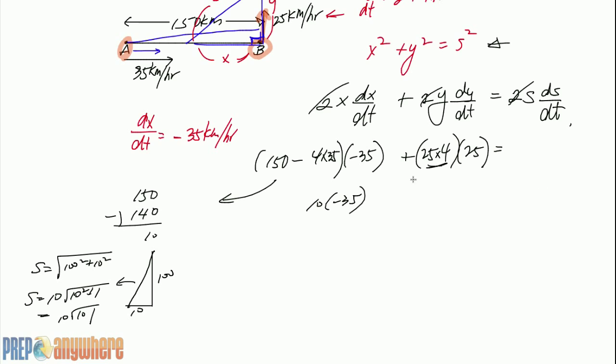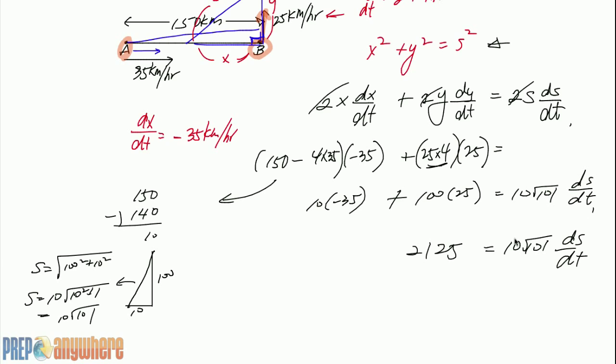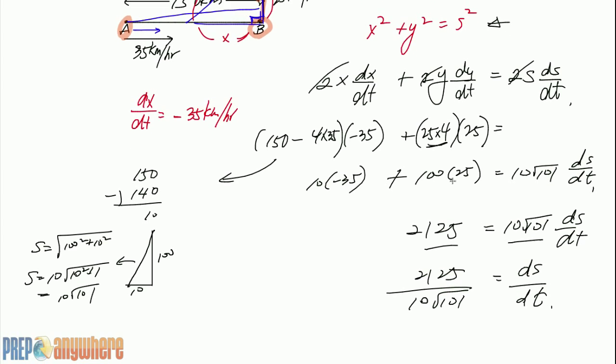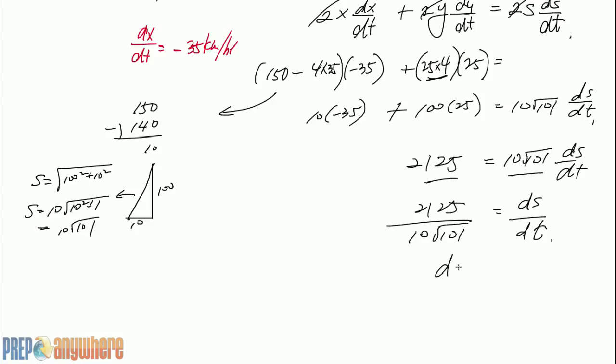Let me replace here. We have 10 times minus 35, plus 100 times 25, equals s, and we replace that with 10 times root of 101, times ds over dt. If you clean up the left side, you get 2125. Let's divide both sides by 10 root 101. So 2125 over 10 root 101 is the rate at which the distance between A and B is changing. We get approximately 21.4, so ds over dt is 21.4 kilometers per hour. That's how fast the distance between those two ships is growing.